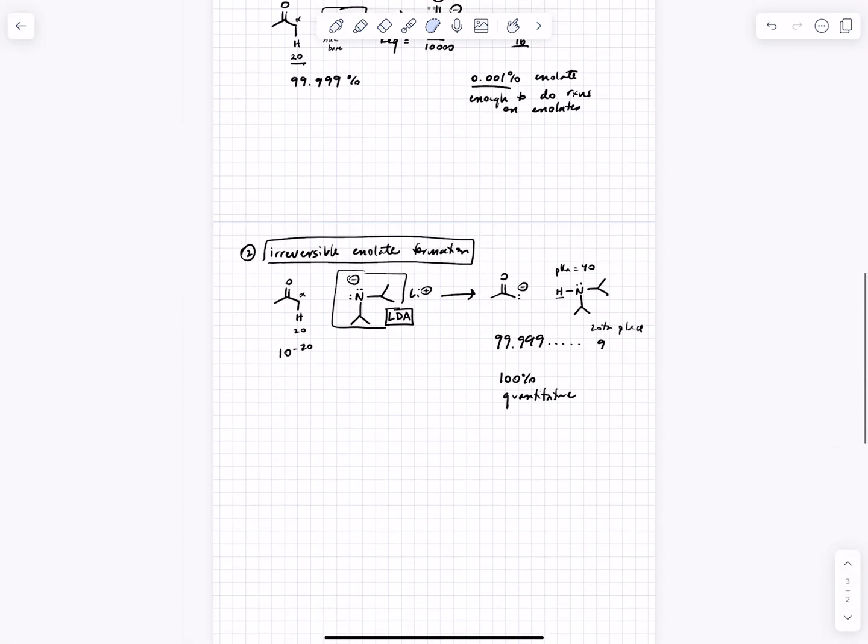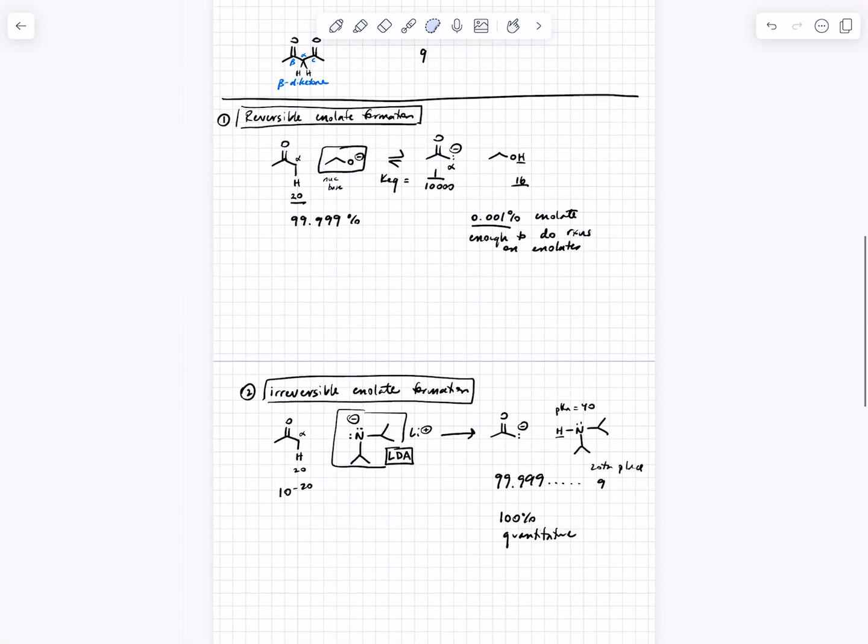Okay, good. So, now, why do we worry about reversible versus irreversible enolate formation? 100% sounds great, so why don't we just always use LDA to make our enolates? First, LDA is pretty expensive. It's air and water, at least water sensitive. You have to be careful, and it's quite costly. Sodium ethoxide or sodium hydroxide is quite cheap. So if you can get away with the cheap stuff, why not use it?